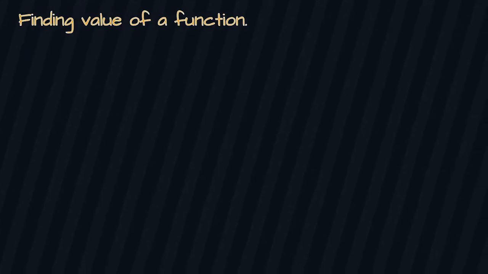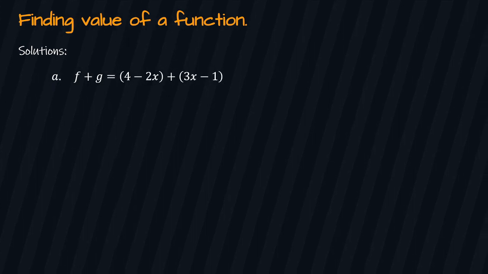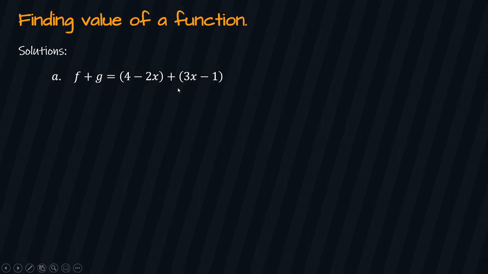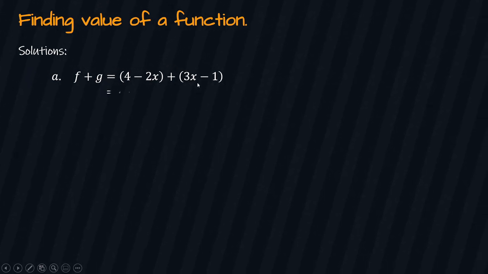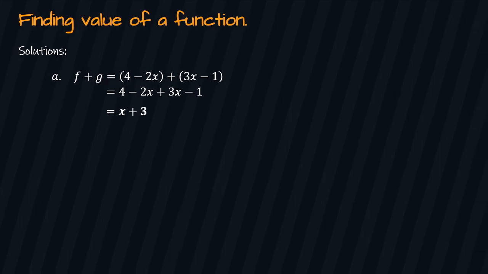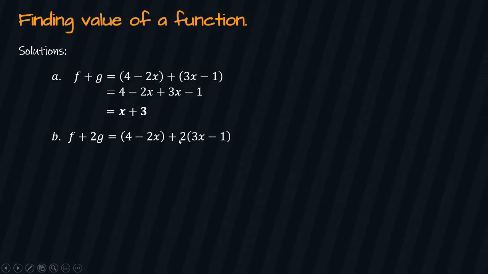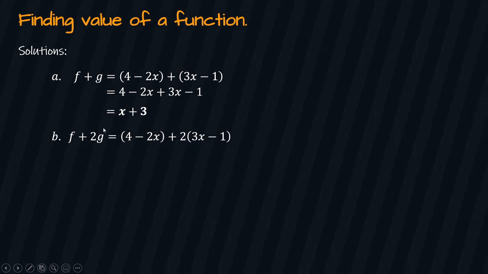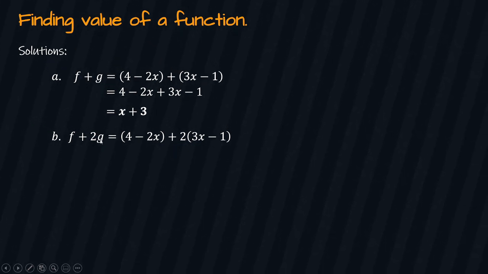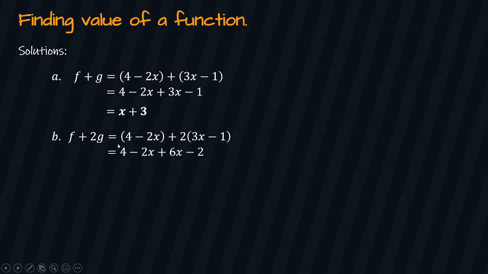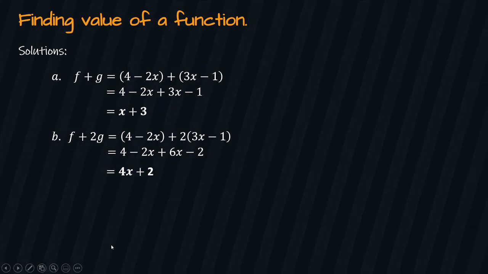So here are the solutions. For a, f plus g equals 4 minus 2x plus 3x minus 1. Simplifying, we have x plus 3. And for f plus 2g, we have 4 minus 2x plus 2 times the value of the function g of x, that is 3x minus 1. So simplifying, f plus 2g is equal to 4x plus 2.